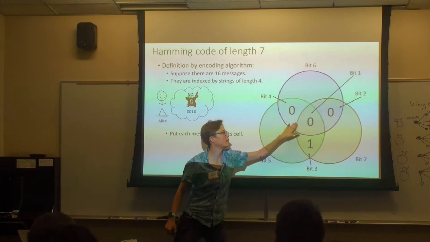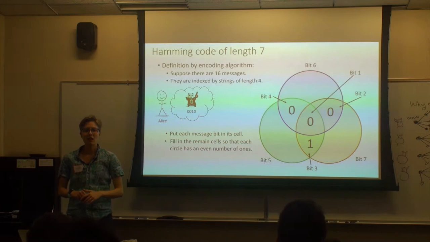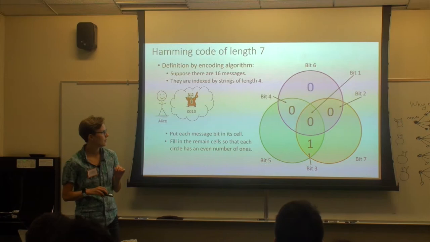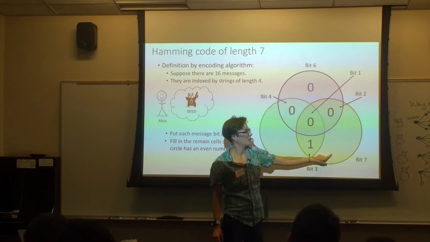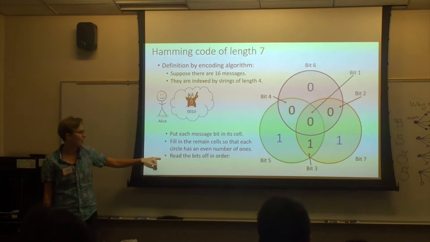0010. And then I'm going to fill in the rest of the cells so that every circle has an even number of ones in it. So here I had 3 zeros, so I need to put a 0 here so that there's an even number of ones, 0 ones. Here I have 001. So what should I put here? 1. Yep. And what should I put here? 1. Great.